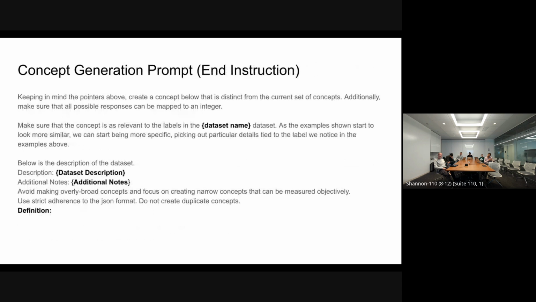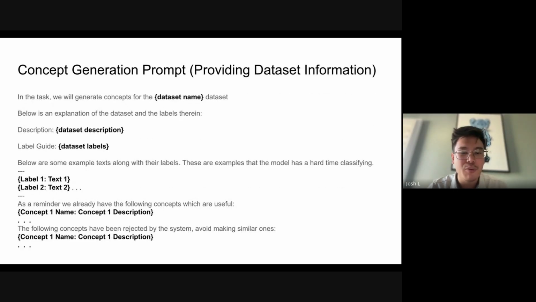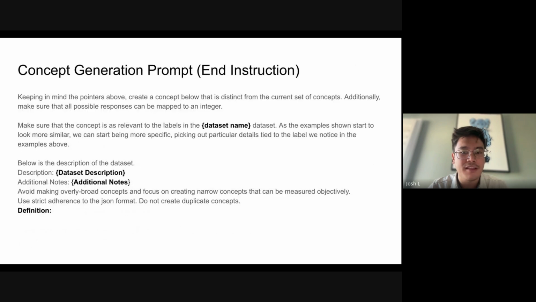Okay. And then at the end, after showing them the examples for the data set, we essentially have this recap, just summarizing the task that it needs to do. So we remind it that it's generating concepts for this data set. And we just have some additional notes saying that avoid making overly broad concepts. Try to make them more objective. Just some additional steering parts at the end.